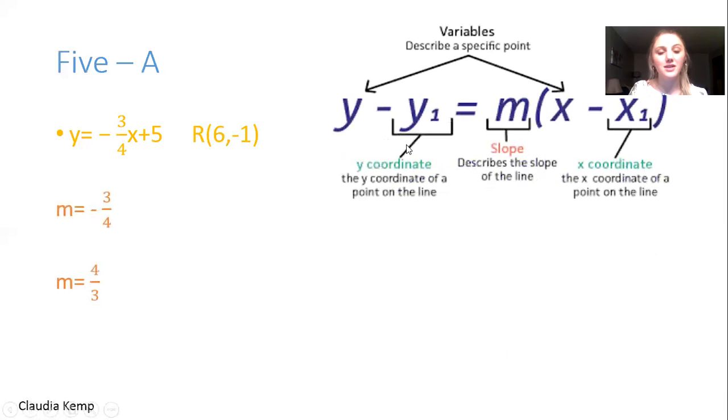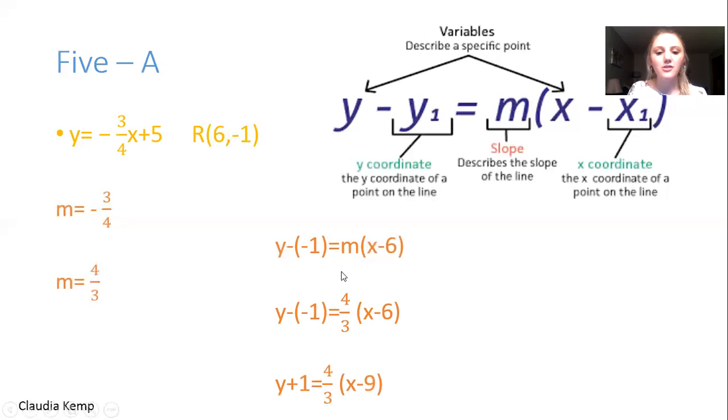We have y, this is an equation, y minus y1 equals m, which is slope, times x minus x1. Now the y1 and x1 are the x and y coordinates of our given point right here. So if we were to plug the point in, we would get y minus -1 equals m times x minus 6, like so. And m, as we said before, is the slope, so we would plug in the slope of the perpendicular line here, and we would get y minus -1 equals 4/3 times x minus 6.